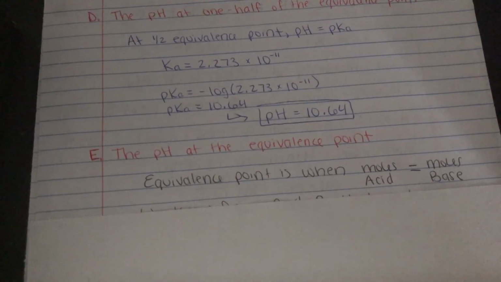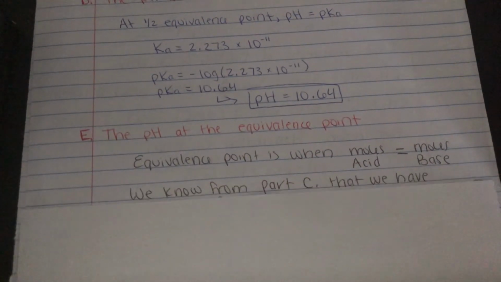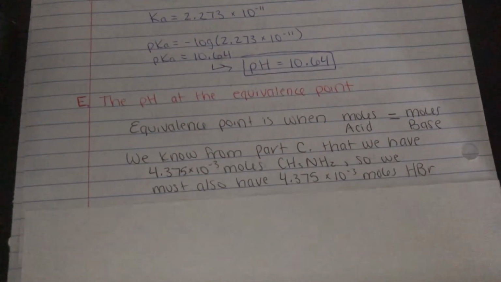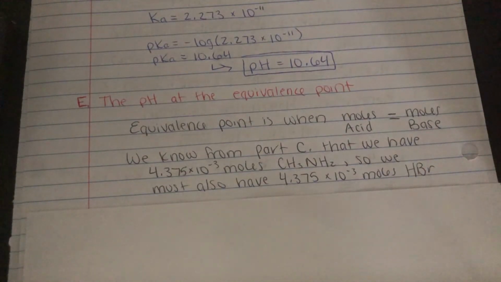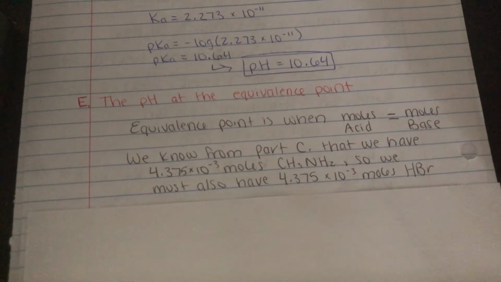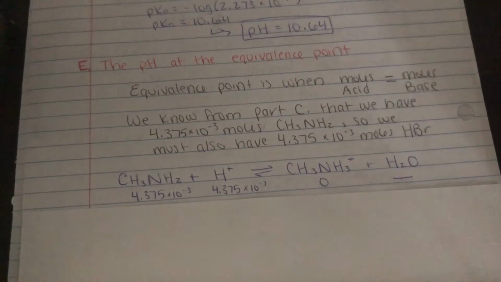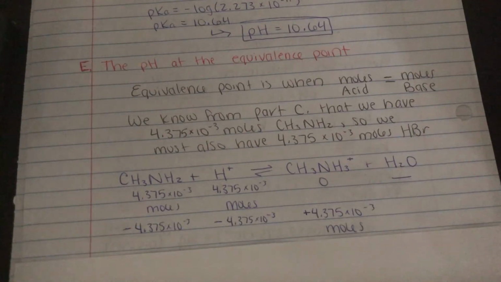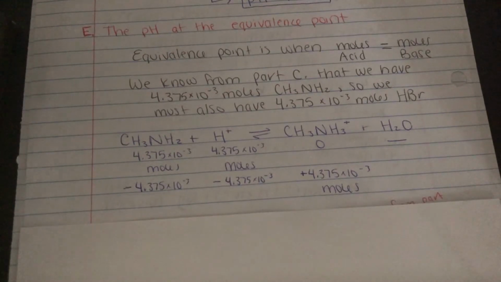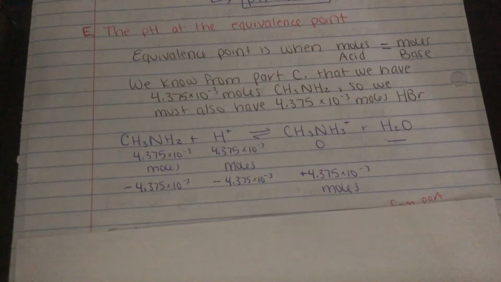Now moving on to part E, we're looking for the pH at the equivalence point. So the equivalence point is when moles of acid is equal to moles of base. So from part C, we know the moles of acid, we know the moles of the base methylamine that we have, so we must also have that amount of acid being added in the hydrobromic acid. So we do this expression out, which is the titration, and we use up all of the reactants, and so the only thing left in the solution at this point is the methylammonium ion, and it's present in the same amount of moles as we added of each of the reactants.